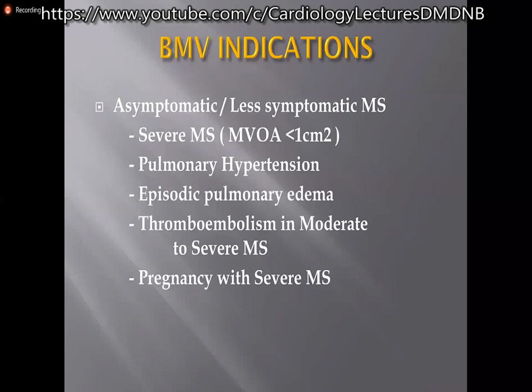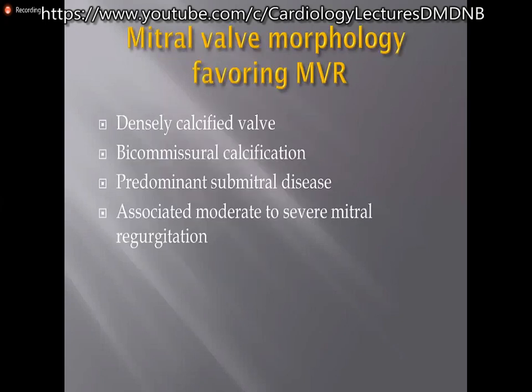What are the indications for balloon mitral valvoplasty in less symptomatic patients? I am talking about not symptomatic patients. If the mitral valve area is less than 1, if PA systolic pressure is at rest more than 50, and on exercise more than 60, episodic pulmonary edema, and thromboembolism in moderate to severe MS, and pregnancy with even moderate to severe MS to be considered early.